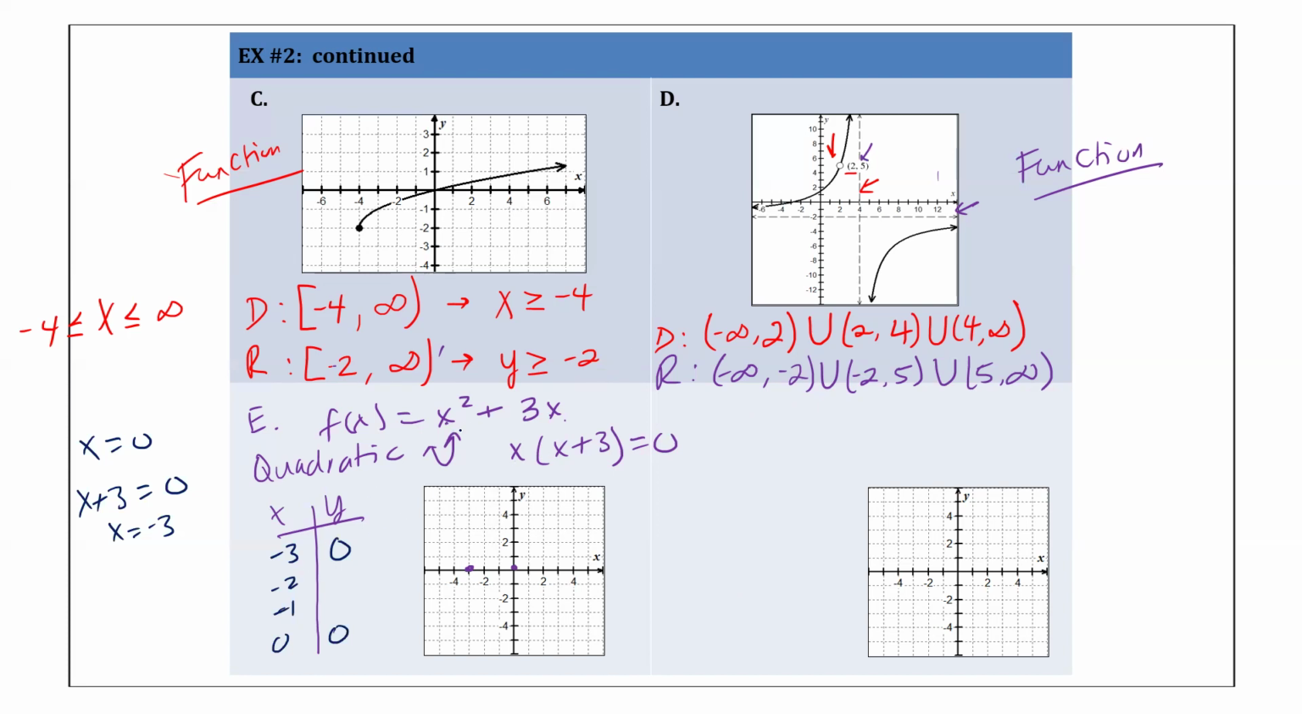-2 squared is? What is -2 squared? 4. What is 3 times -2? -6. 4 minus 6 is? -2. So you know that at -2, it goes down here too.